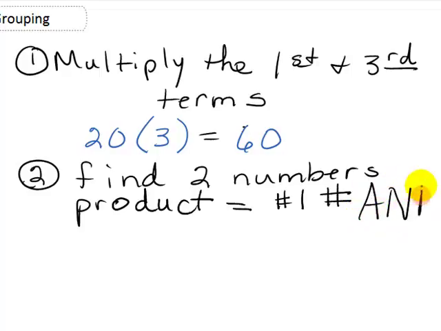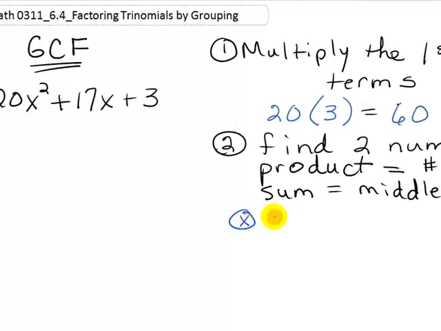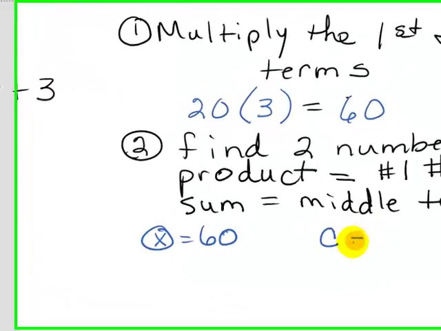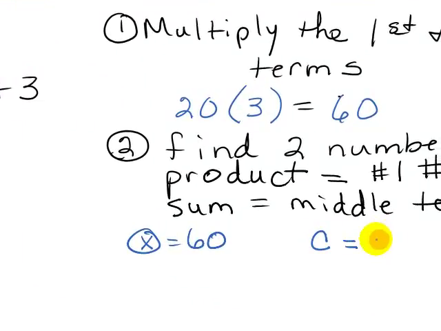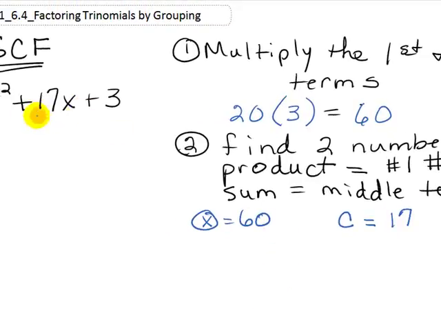And whose sum equals our middle term. So I need a number that will multiply to equal 60, but that will combine to equal 17. Everything's positive here, so that makes it a little bit easier because we will be adding.